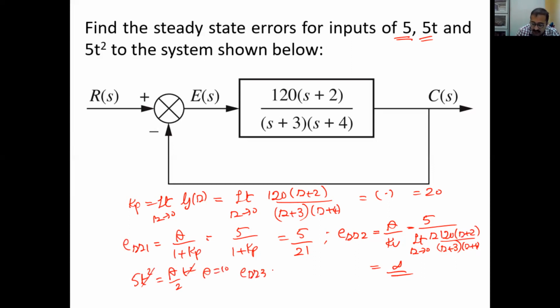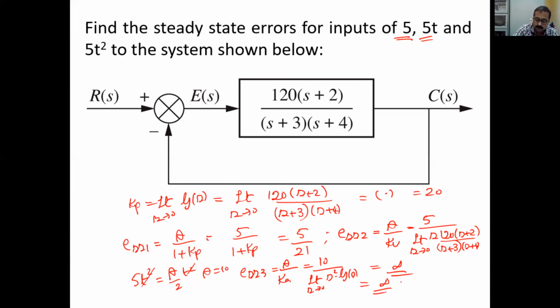Error will be A divided by Ka, right? So that means 10 divided by limit s tends to 0, s square into G of s. So s square into G of s will be 0, so that you get again infinity.